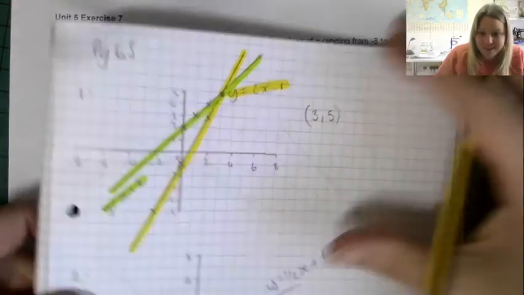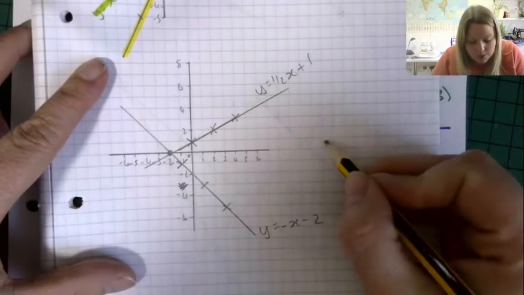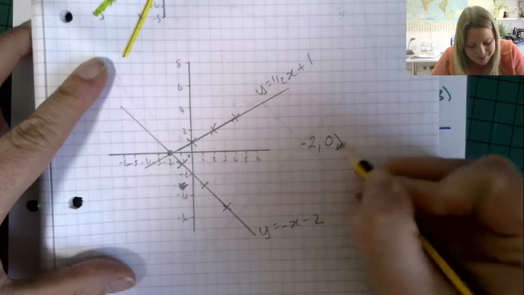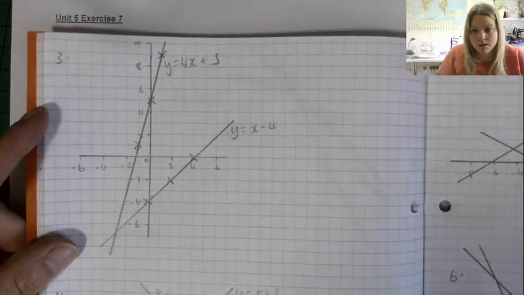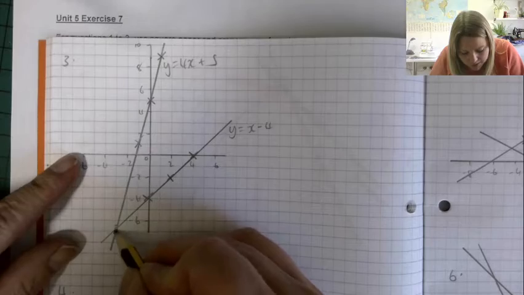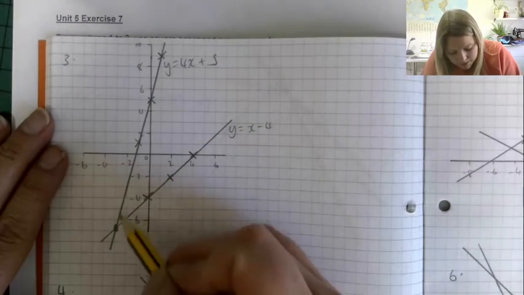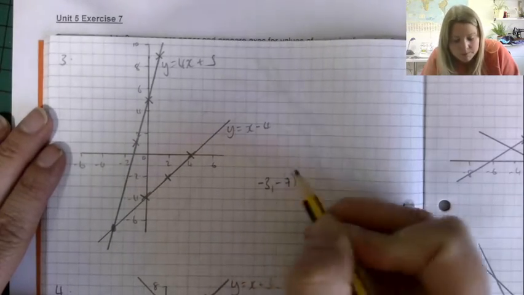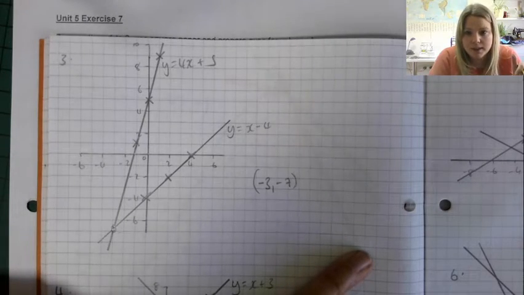Okay. Second one then, the point of intersection is going to be here. So that coordinate is 0. No, it's not. It's -2, 0. Sorry about that. Okay, number 3. So number 3, point of intersection is down here. I think I've drawn my line a bit dodgily, so I think it's supposed to be -3, -7. Okay, so the point of intersection is just the point where the two lines cross.